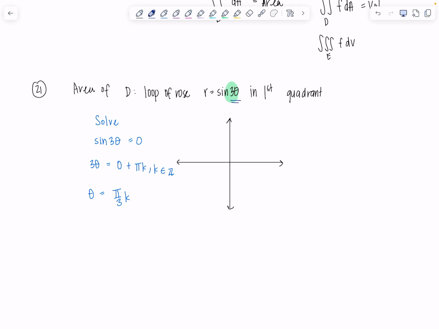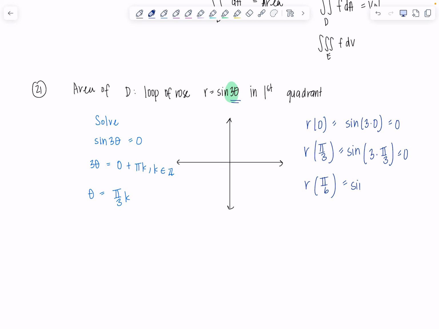So every pi over 3, a petal is traced out. And then just plug in something for theta to see where you're starting. So I would just plug in 0 to start. And then I would see, okay, r of 0 would be sine of 3 times 0. So that's 0. And then I know the next time it's going to be 0 is add pi over 3. So at pi over 3, it's sine of 3 times pi over 3. So that's 0 again. When does the petal reach its max length? Halfway between. So that would be at pi over 6.